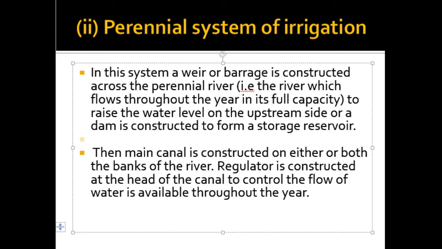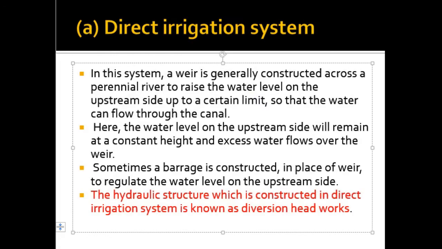Now, second is our perennial system of irrigation, in which a weir or barrage is constructed across the perennial river to raise the water level on the upstream side of the dam. Here, the perennial system of irrigation can be further classified into two bases. First is our direct irrigation system. Second is our indirect or storage irrigation system.